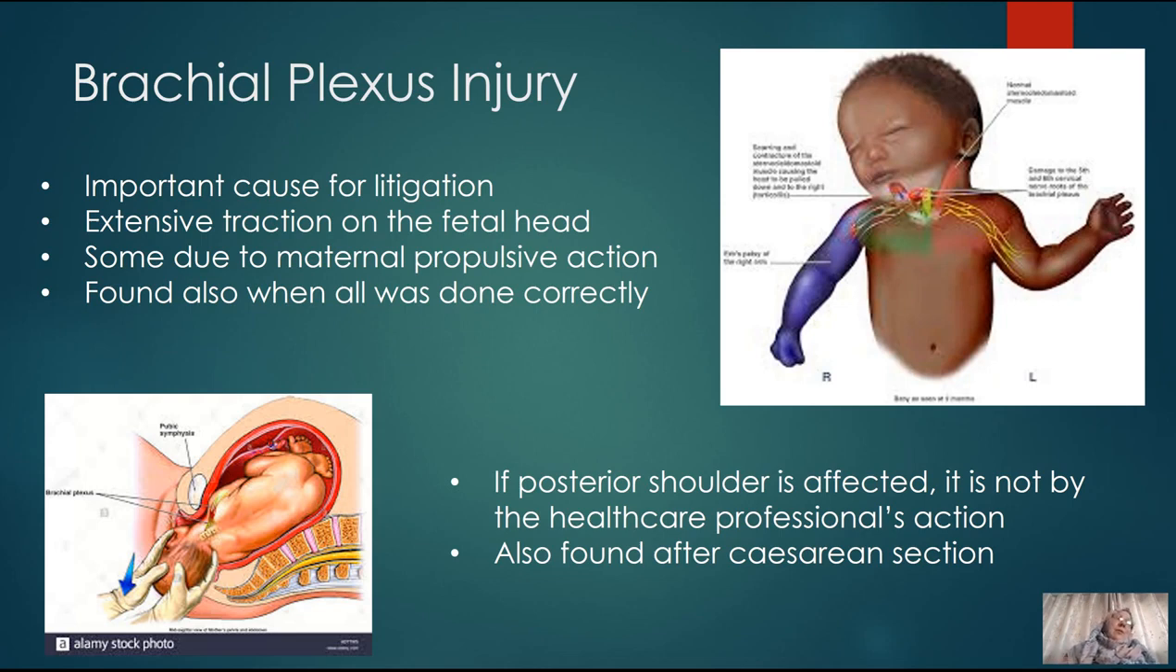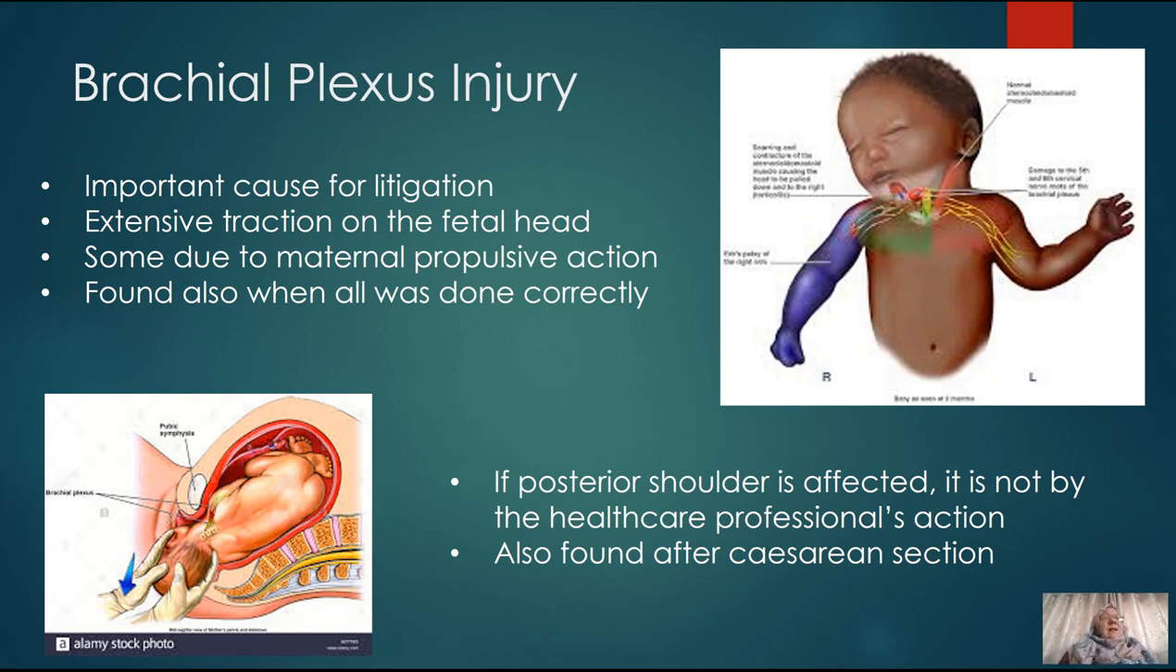The other way of causing a brachial plexus injury is the pushing of the mother, so the propulsive action of the contractions or the pushing. And so it is very important, once you realize you have a shoulder dystocia, that you tell the mother, stop pushing, no pushing now, because the more she pushes this shoulder against the symphysis pubis, this will not deliver the baby. It will just lead to brachial plexus injury.